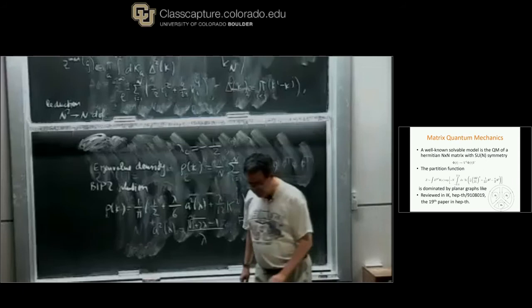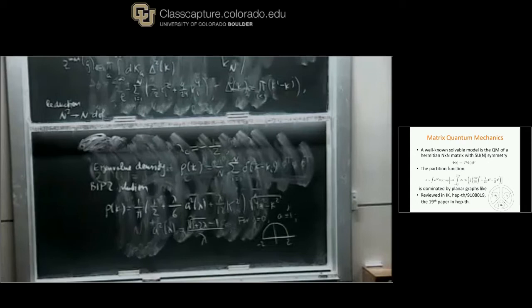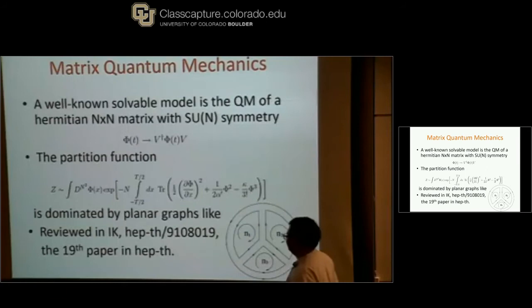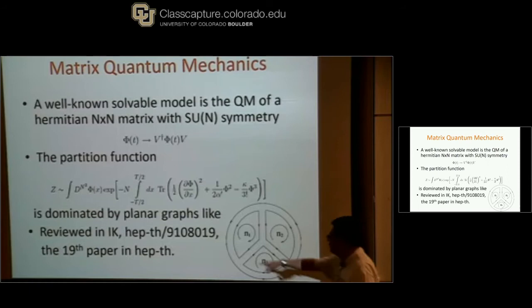So in the Euclidean quantum mechanics, you have an extra dimension, x. This is the Euclidean dimension. And for example, this kind of cubic potential. And the whole argument for planar graphs, which I exhibited, works out. You get the sum over orientable surfaces. If you're interested in details of that solution, I wrote a review back in 91 about this.